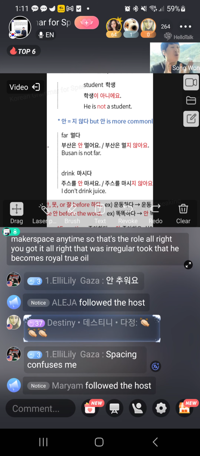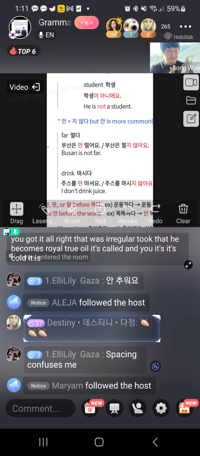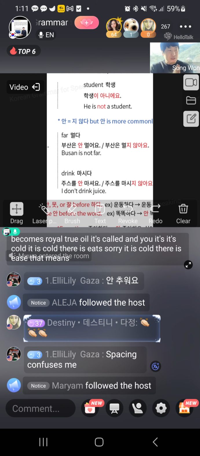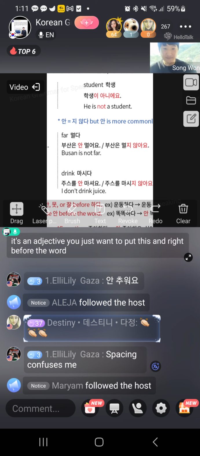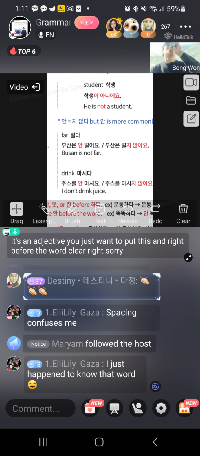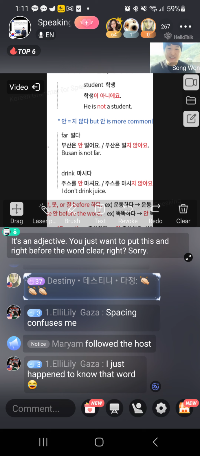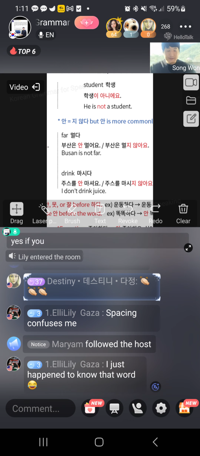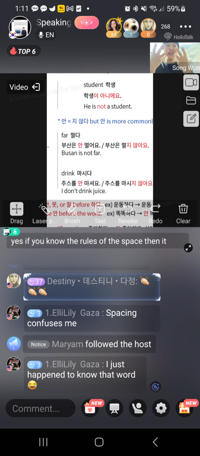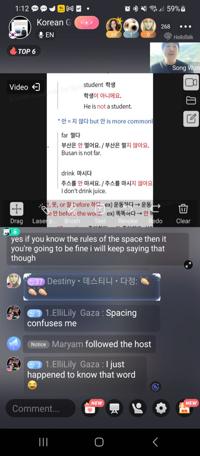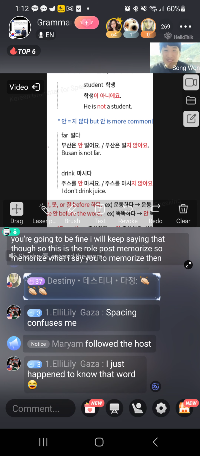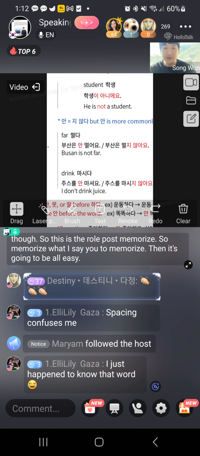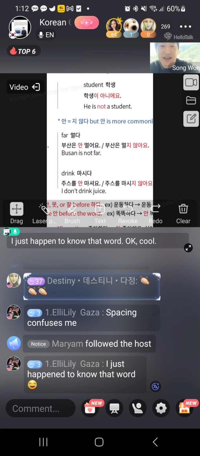It's cold. It is cold. That means it's an adjective. You just want to put this 안 right before the word. Clear, right? Yes, if you know the rules of the space, then you're gonna be fine. I will keep saying that though. So this is the rule, please memorize. So memorize what I say you to memorize. Then it's gonna be all easy. I just happen to know that word. Okay, cool. All right. I guess you guys got this.